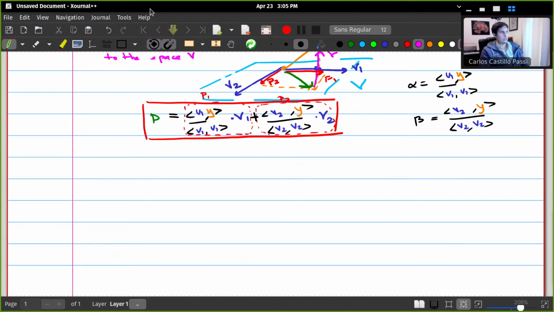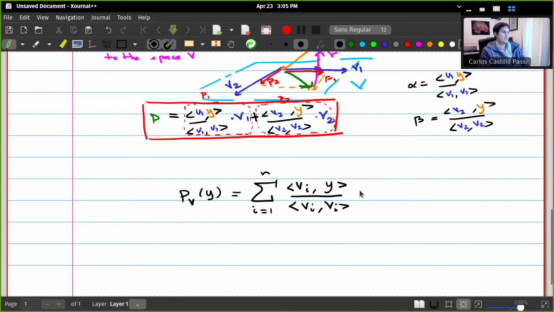Okay, thank you. For more dimensions, you can write the orthogonal projection to the space V of any vector y. Here I will not use colors, but let's say we have n vectors. You can always write it as the sum of vi, y, vi. This is the same as this one, but with more terms, with more vectors, v1, v2, vn.